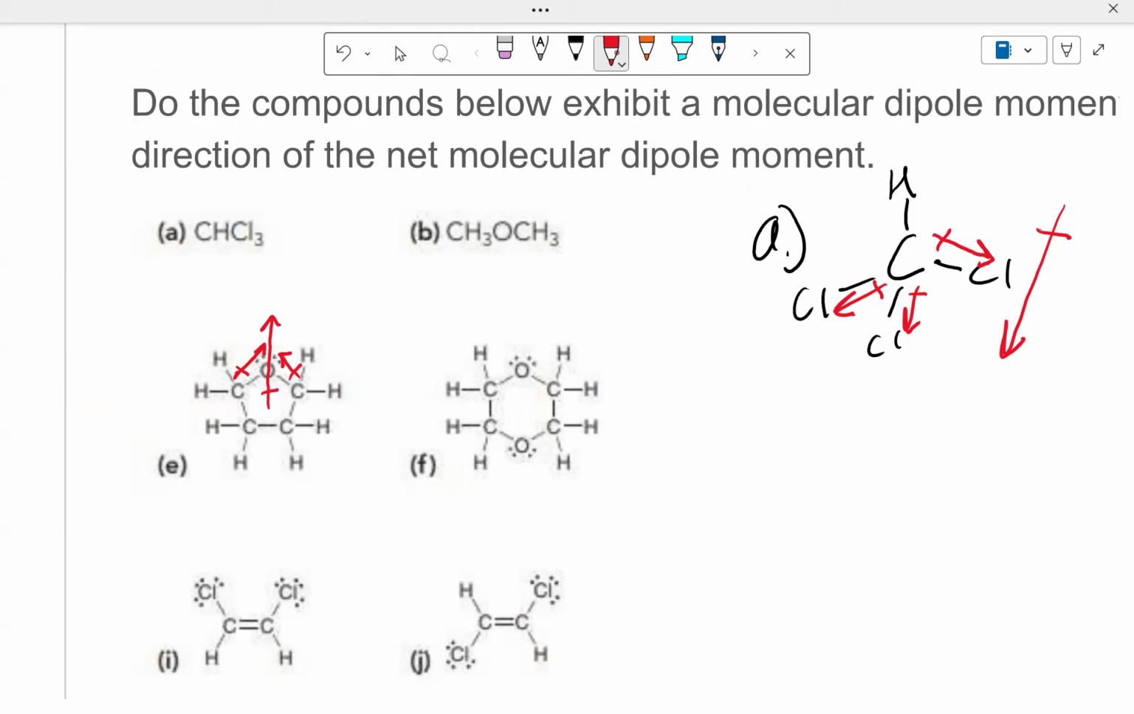Now I want you to take a close look at F. Very similar structure, except notice what happens here. We have an arrow going upward and to the right, an arrow going upward to the left. But then we have an arrow here going downward right and downward left. Those two on the bottom cancel out the two on the top. There is no net dipole moment.